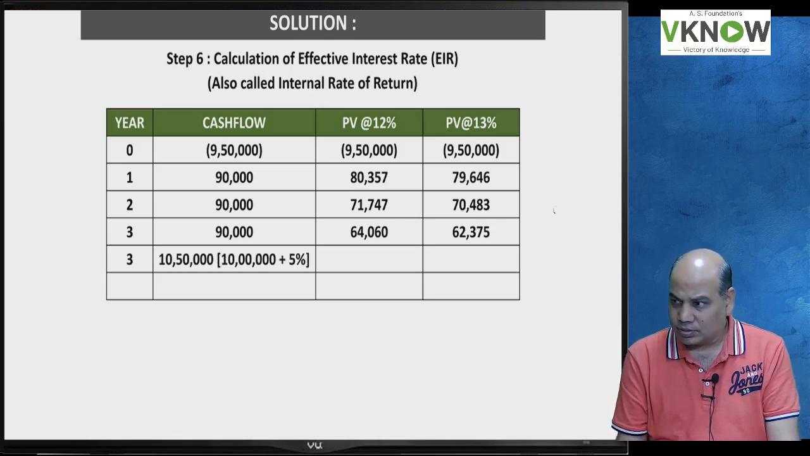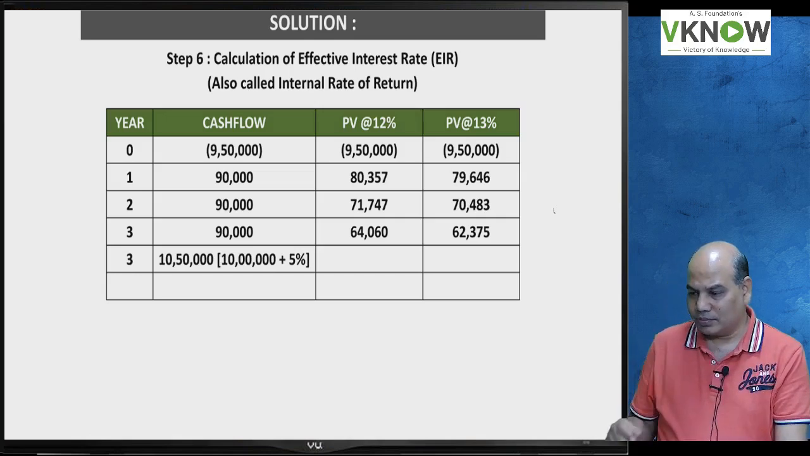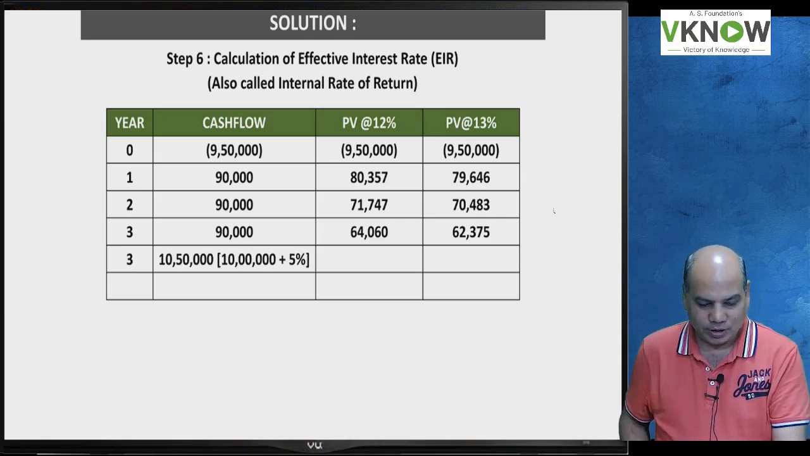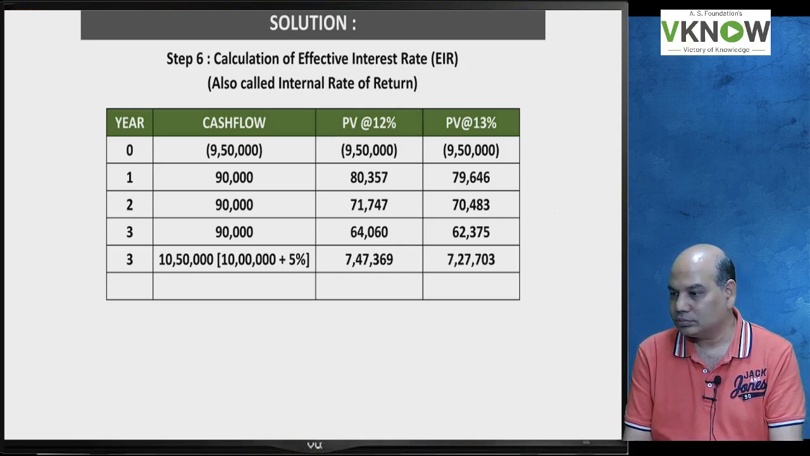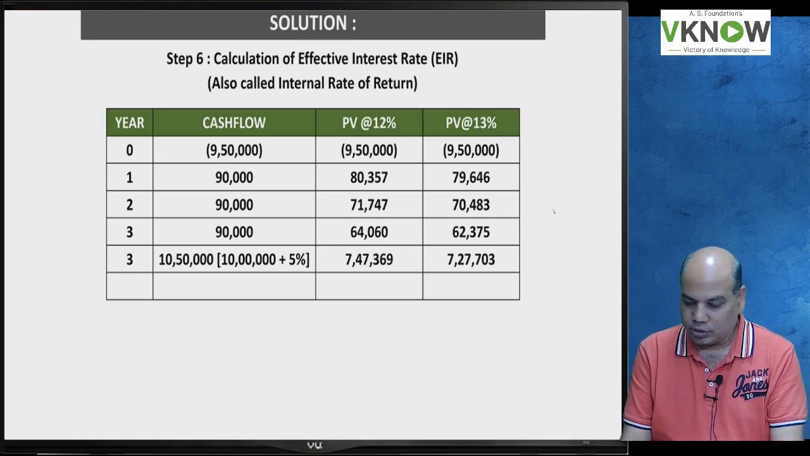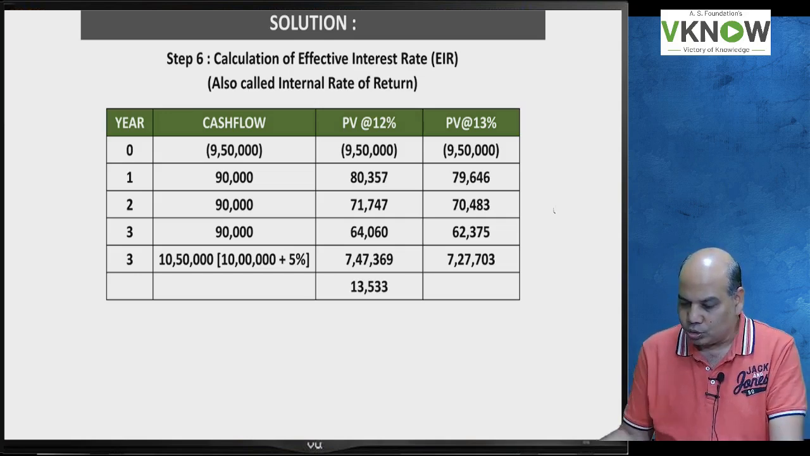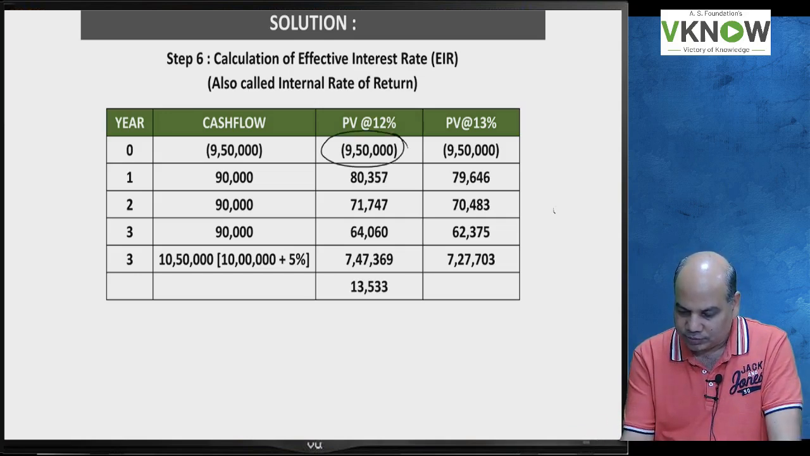62,375, and last year is 10,50,000. 747,369 is right. Next one. 727,703. Now take total at 12%, including this figure, minus 9,50,000.